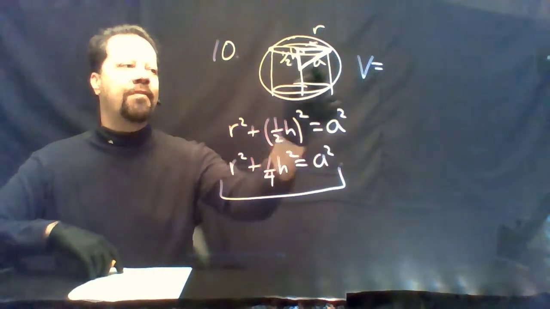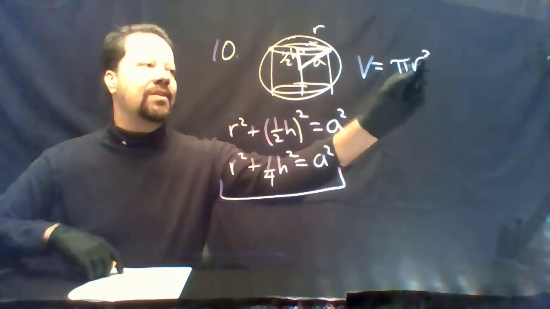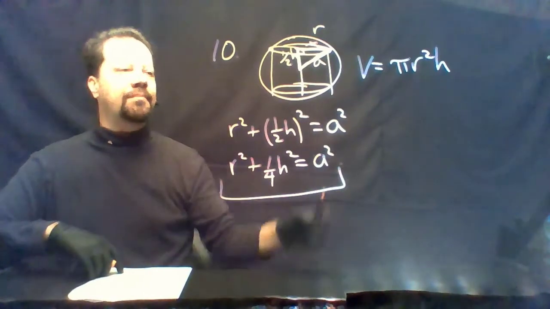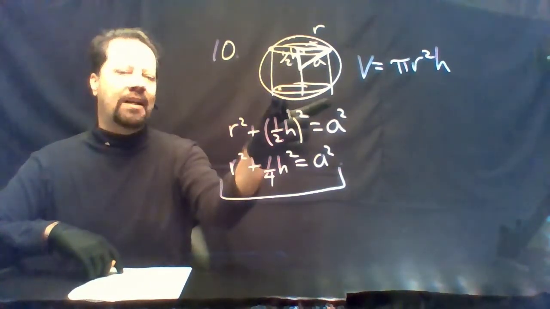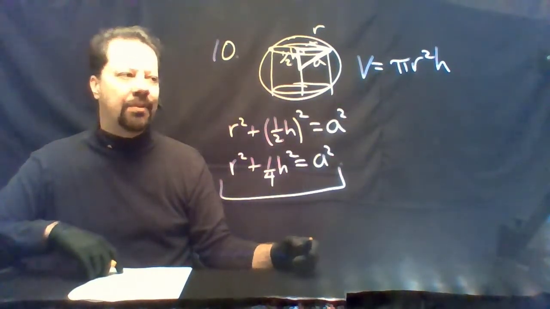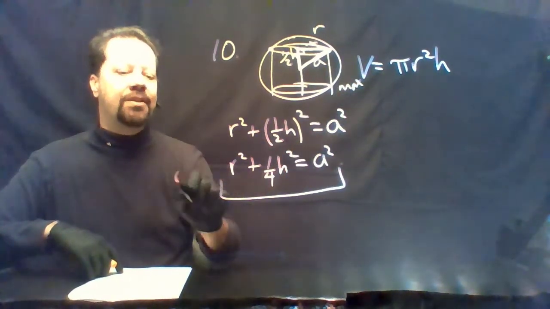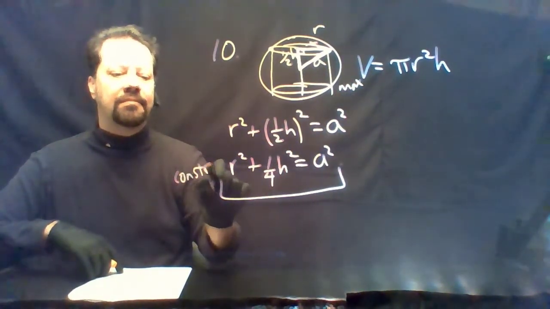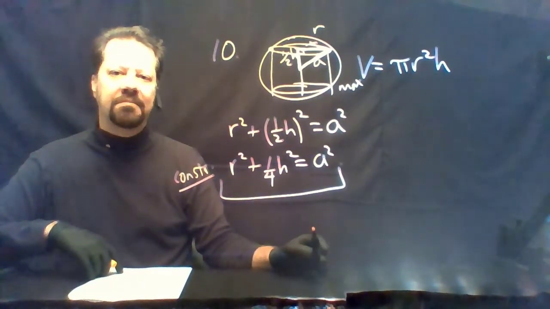The volume of the can, by the theorem of Pappus, is pi r squared h. You can take the area of the top, pi r squared, and multiply it by the distance h to find the volume of the resulting figure. We're trying to maximize the volume subject to the constraint given by the Pythagorean theorem.